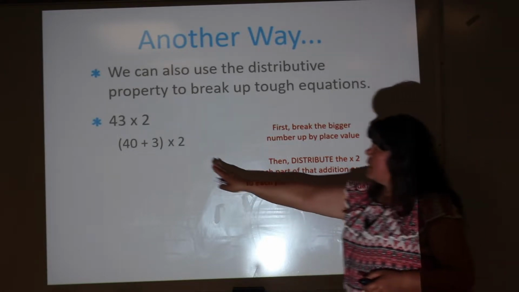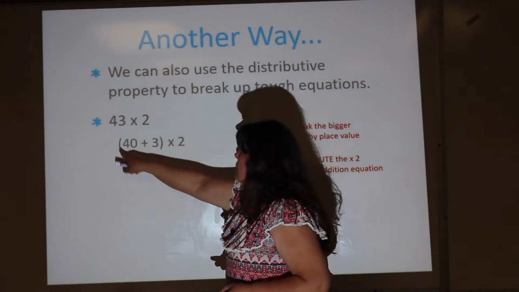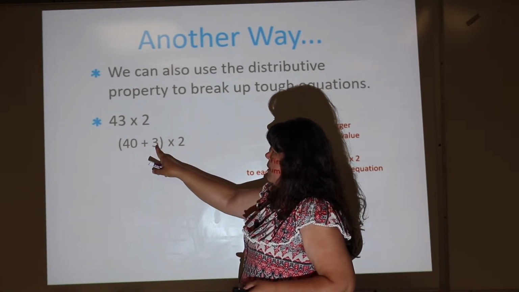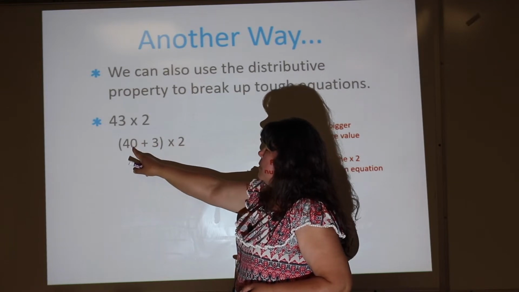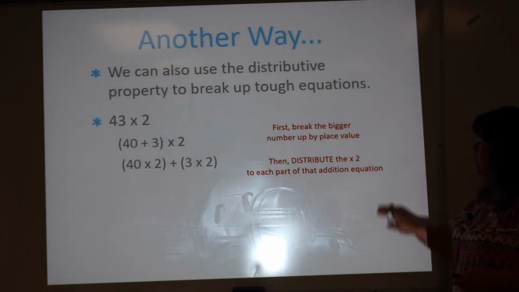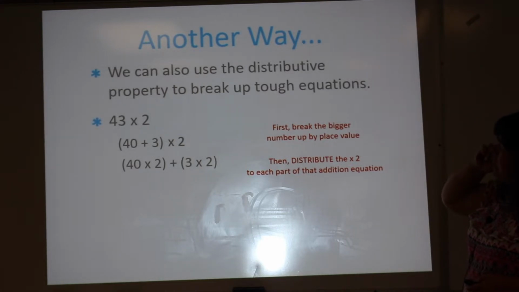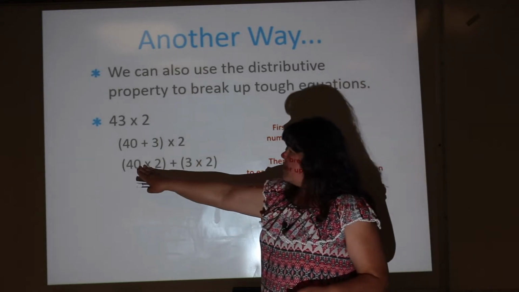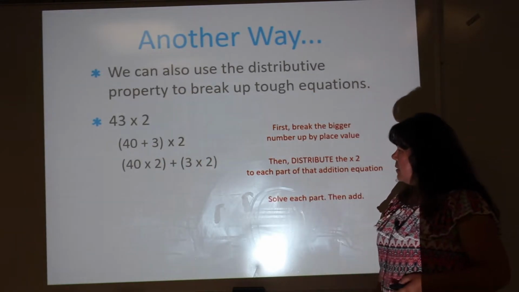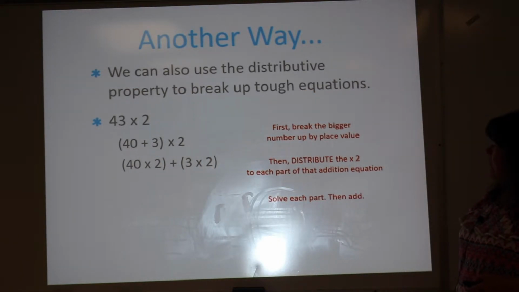So this is what this means. I put it in parentheses because I'm going to take this multiplication of 2 and I'm going to multiply the 3 times 2 and I'm going to multiply the 40 times 2. So we have 40 times 2 plus 3 times 2. So we just rewrote it again is all we did, so that way I know what I'm doing and I don't lose any of my steps. So you solve each part and then you add it.